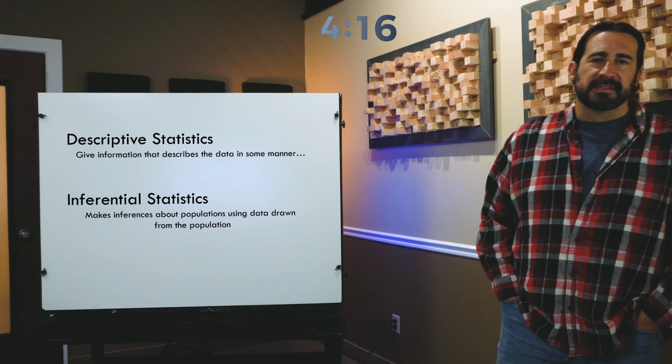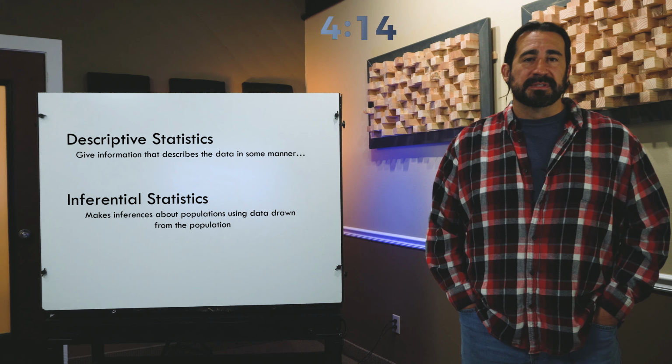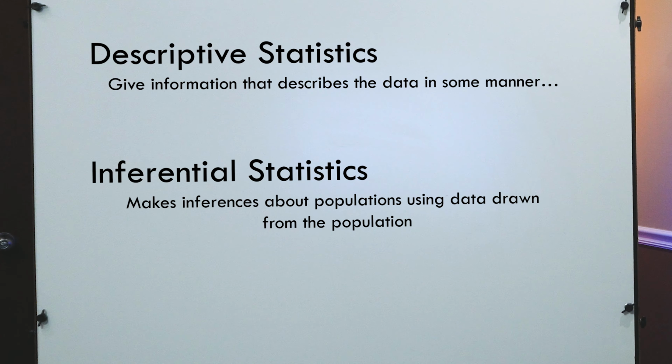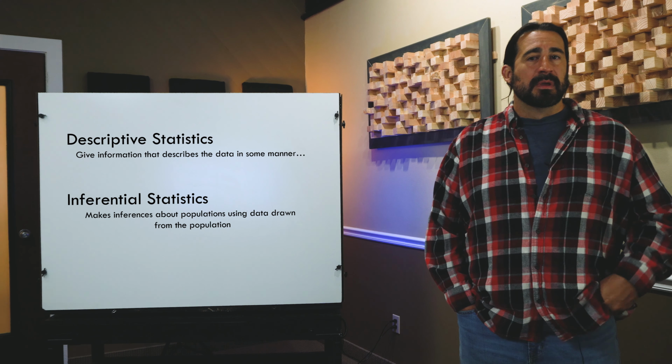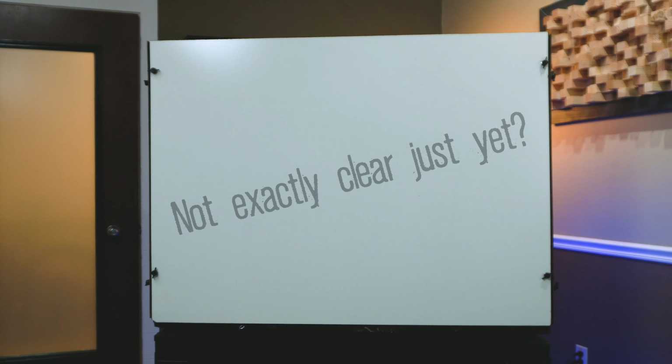The second branch is inferential statistics. In this branch, we often use the descriptive statistics to estimate or infer things about the population. This usually means we have a sample or even more than one.